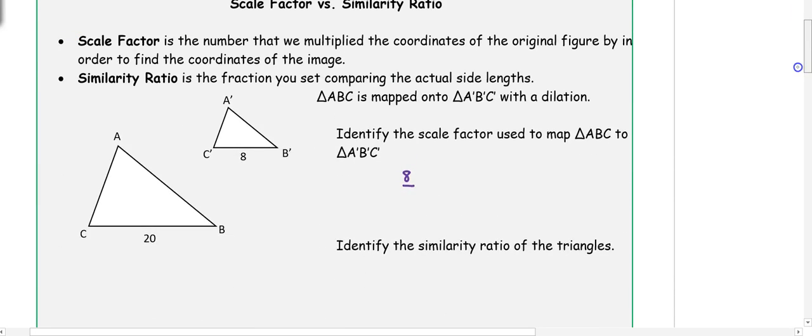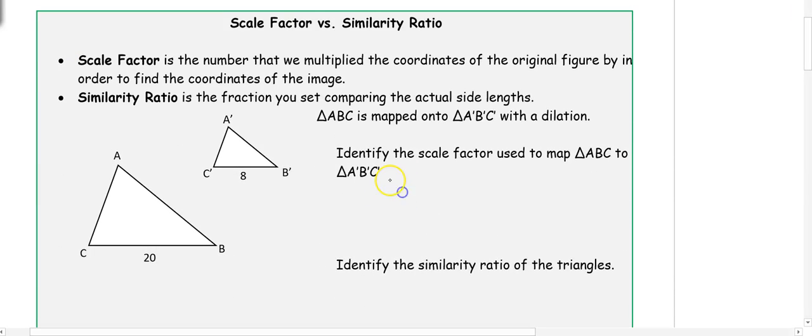So scale factor versus similarity ratio. So scale factor is something that we've talked about the past couple of days and in past units. So scale factor is a number that we multiply by the coordinates of the original figure in order to find the coordinates of the image. So in this case, remember that the letters that don't have a tick mark are going to be our old figure, and with the tick mark is going to be our new figure. So when we're looking for scale factor, it's always going to be new over old.